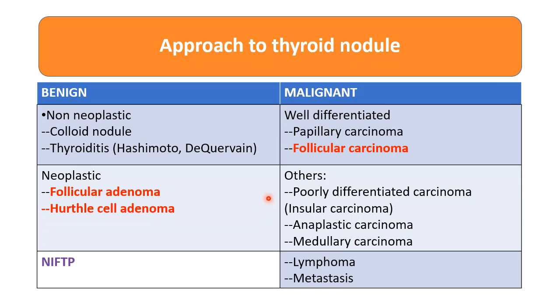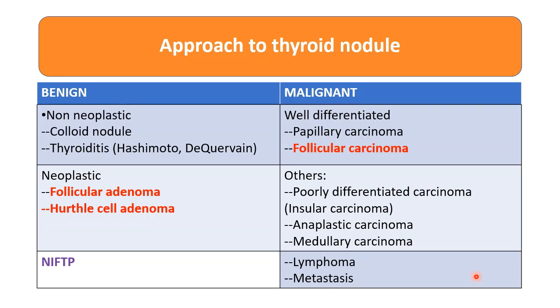In the malignant lesions, we have well-differentiated malignancies like papillary carcinoma and follicular carcinoma, and poorly differentiated carcinomas like anaplastic carcinomas, insular carcinomas, and then we have medullary carcinomas which arise from the C cells of the thyroid. We can have lymphomas of the thyroid, we can have metastasis from other organs.